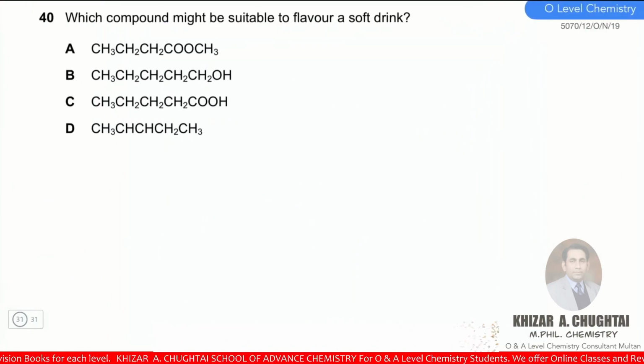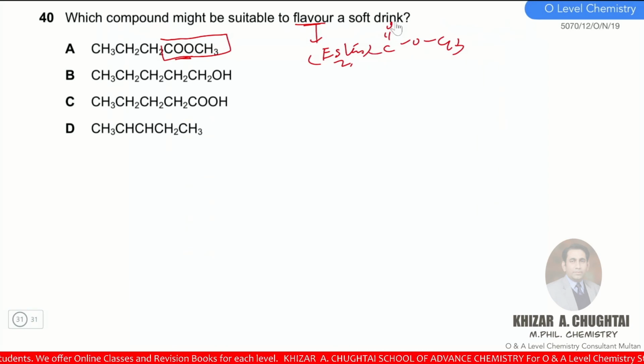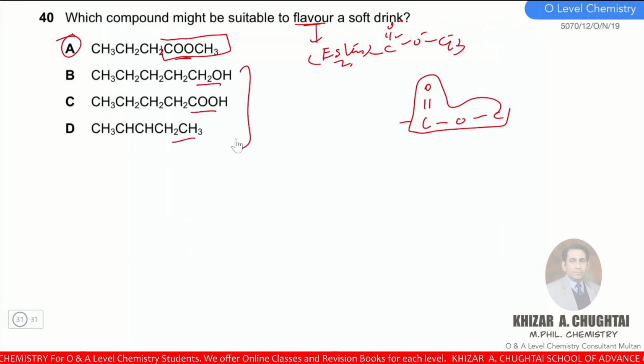The last one, question number 40. Which compound might be suitable to flavor a soft drink? To flavor a soft drink, it must be an ester. So which one is the ester? Here is the ester. This is the indication of an ester, COOCH3. There must be an OCOC in the structure. This is the basic group that is said to be an ester linkage or ester group. So A is the correct option. None of the others has such a group, so the rest of the options are incorrect.